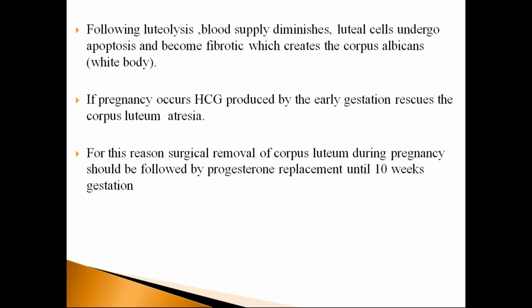If pregnancy occurs, the HCG produced by the early gestation rescues the corpus luteum. For this reason, surgical removal of the corpus luteum during pregnancy should be followed by progesterone replacement until 10 weeks of gestation, because after that the progesterone secretion is taken over by the placenta. So before 10 weeks, if you're planning a laparoscopic procedure or removing a corpus luteum, you have to supplement the woman with progesterone.